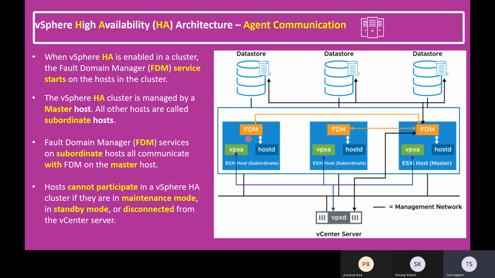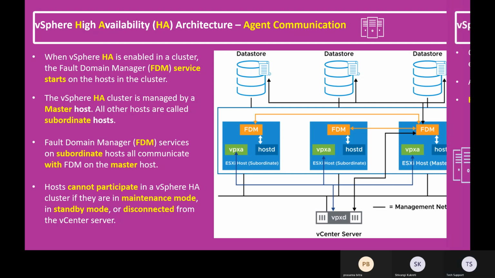The main key point is the agent service name. Some interviewers may ask what the vSphere HA agent service is. Remember to say the HA agent service name is FDM, the Fault Domain Manager service. Now we are going to talk about how network heartbeats and storage heartbeats work in an HA architecture.